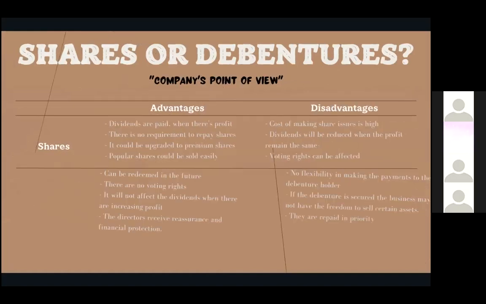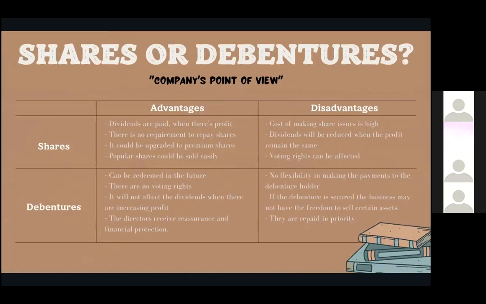From the company's point of view, there are advantages and disadvantages. For shares, dividends are paid when there is profit. There is no requirement to repay shares. They could be upgraded to premium shares, and popular shares could be sold easily. However, the disadvantages are that the cost of making share issues is high. Dividends will be reduced when the profit remains the same, and voting rights can be affected.